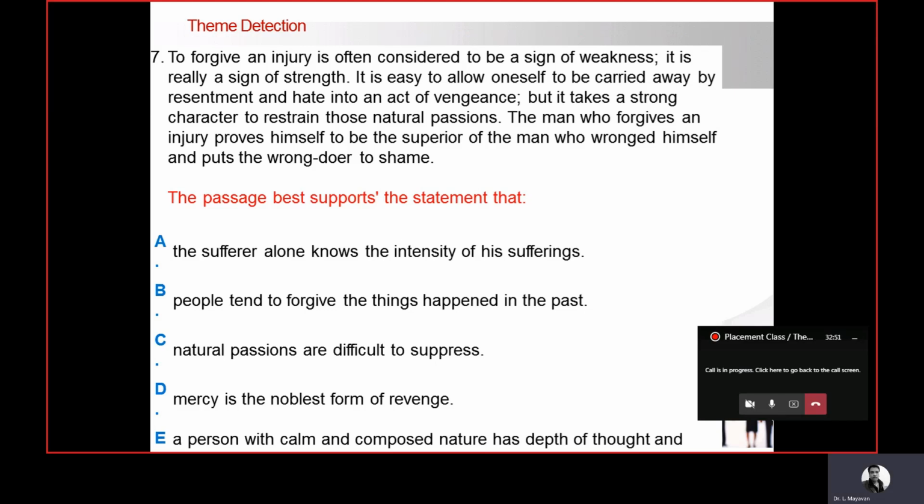Mercy is the noblest form of revenge. It seems to be the right answer. To forgive an injury is really a sign of strength, when you have mercy on the person who did wrong to the people. And look at the last line: the man who forgives an injury proves himself to be the superior of the man who wronged him and puts the wrongdoer to shame. Okay, option E, a person with a calm and composed nature has depth of thoughts. Now option D is the right one, and that best supports the statements.